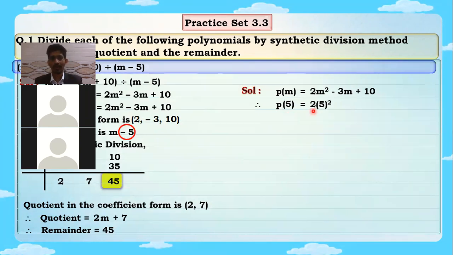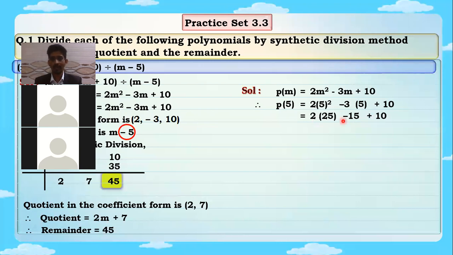2 into 5 के m के बदले 5 का square minus 3 into 5 plus 10. 2 into 5 का square, that is 10. Sorry, 5 का square, we are not multiplying, we are squaring. 5 का square 25. Next we will multiply. Minus 3 5s are 15 plus 10.